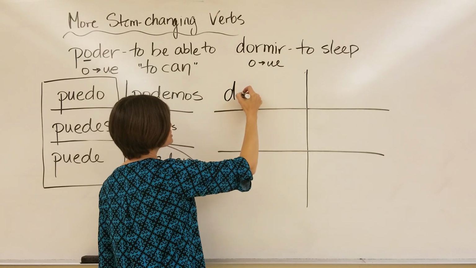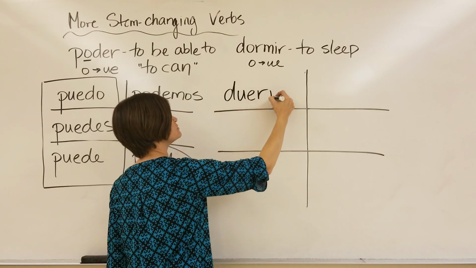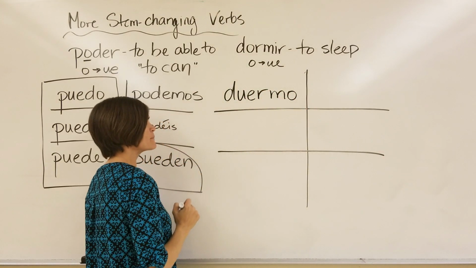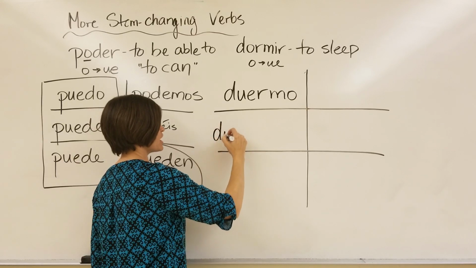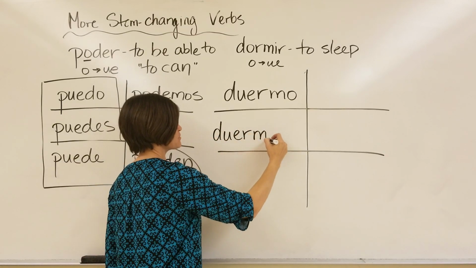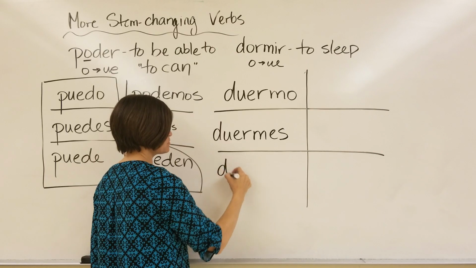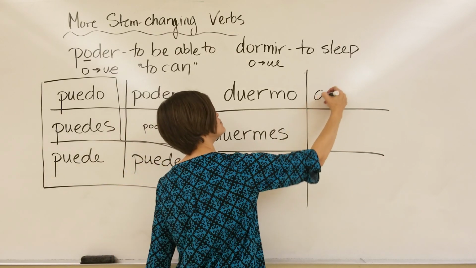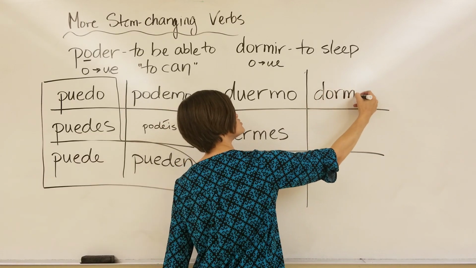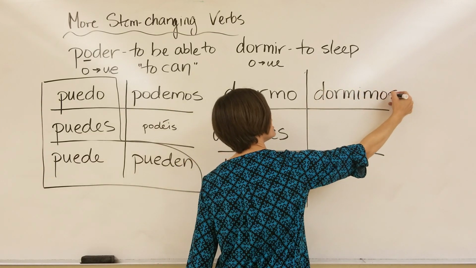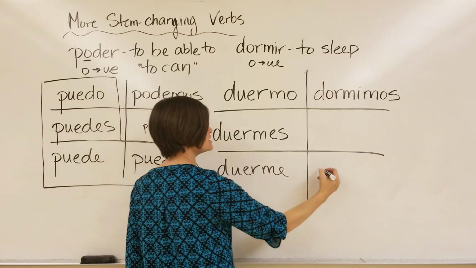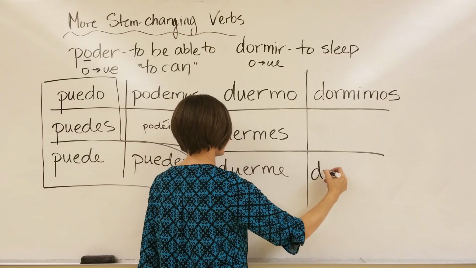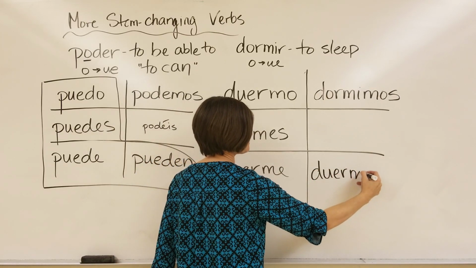So the O changes to a UE. Duermo for I sleep. Duermes is you sleep. Duerme, he or she sleeps. No change on dormimos, but we are going to make sure we have an I in our IR ending, because it's an IR verb. And duermen.